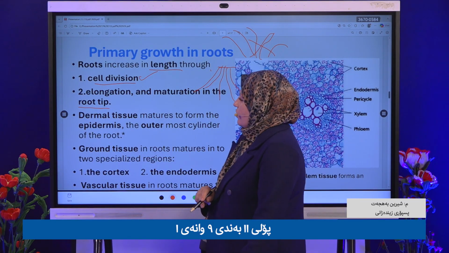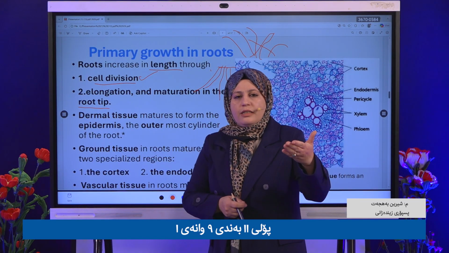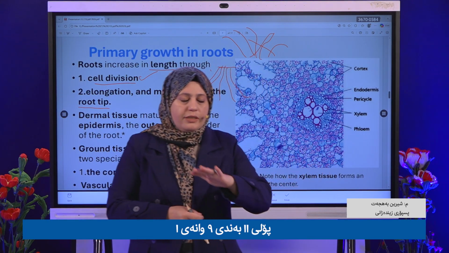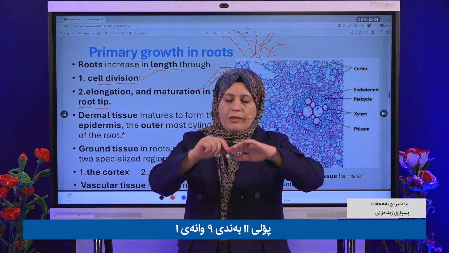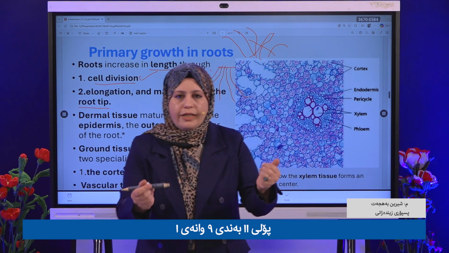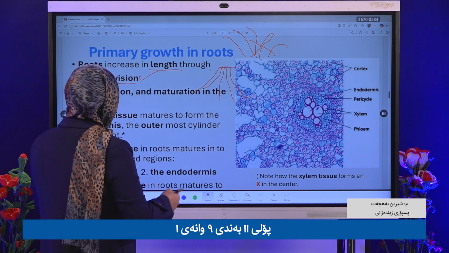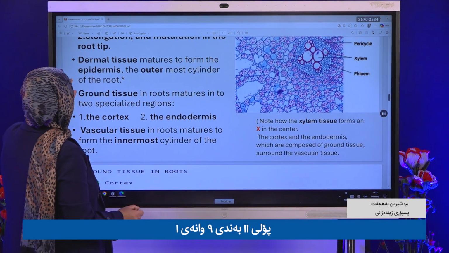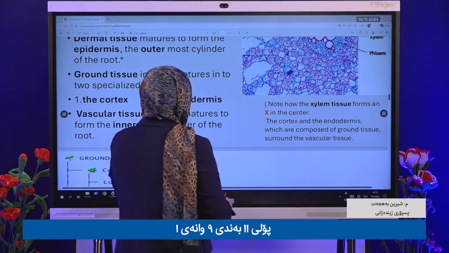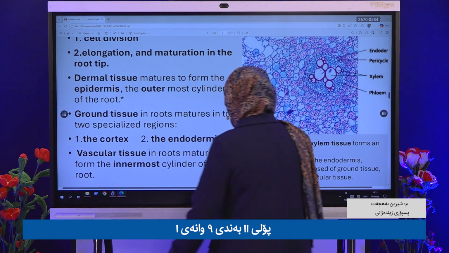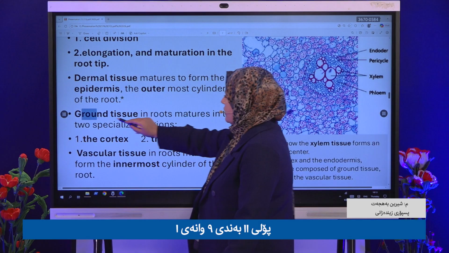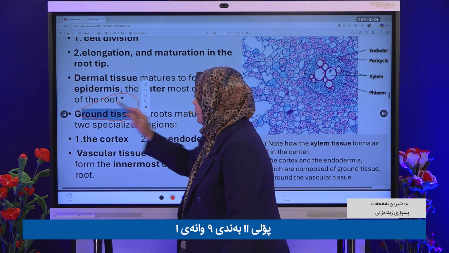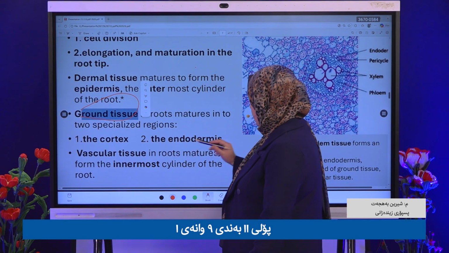Clear? So dermal tissue, as I talked about, has two dermis, endoderm and epiderm. In epiderm, we talked about what is present: root hair. But in endoderm, let's see what is present. In endoderm, we have ground tissue. Okay?